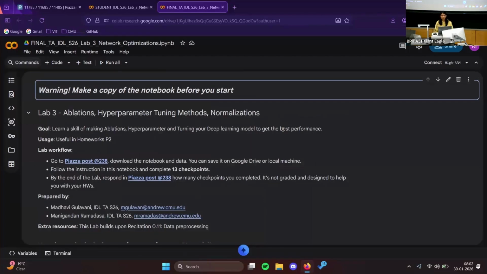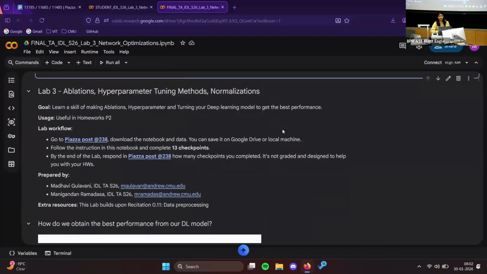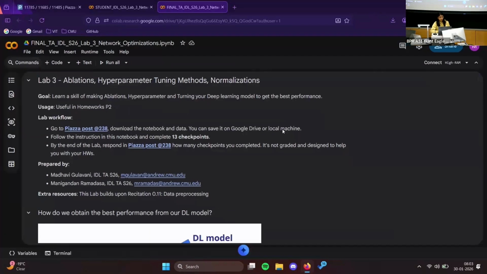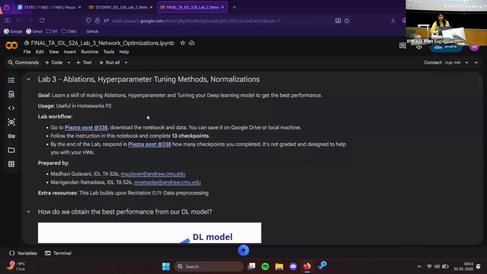Today, we are going to discuss network optimization. We'll go through different techniques like ablations and hyperparameter tuning, in order to get the best performance out of our model. And this is going to be particularly useful for your homework part 2s, including homework 1 and the rest of the homeworks.